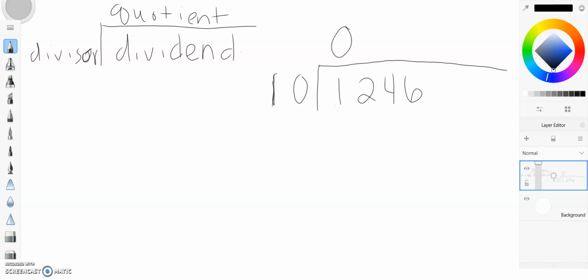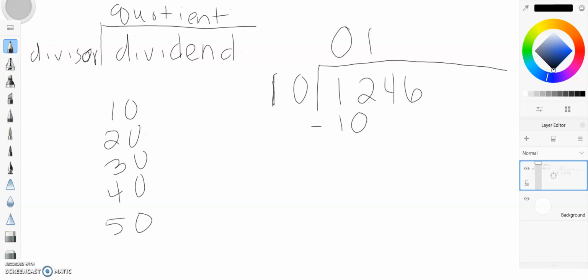Well, let's count by tens on the side. So we have 10, 20, 30, 40, 50. Can 10 go into 12 two times? No, it can only go in once. So I'm going to put 1 up here, and then we subtract 10 times 1, which is 10. So we subtract 10 from 12, minus 10. So 2 minus 0 is 2. 1 minus 1 is 0. So we just have 2.